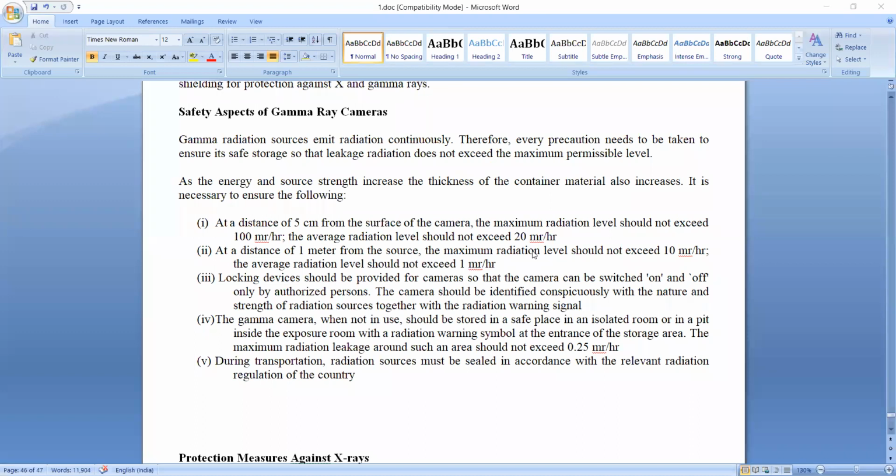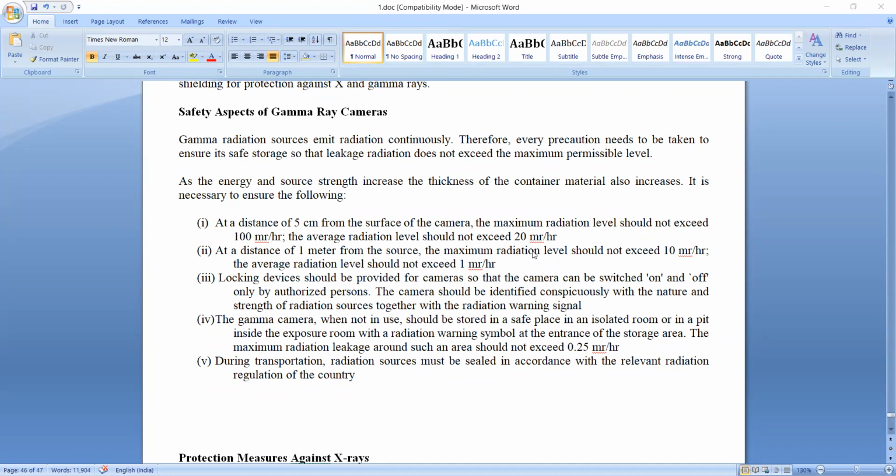Means we have to use locking devices, with the help of these we can lock the leakage of radiation from the source. Okay, because otherwise some persons carelessly leave that source in operating position, which causes the leakage of radiation, and that causes damage to the persons working around this particular source.